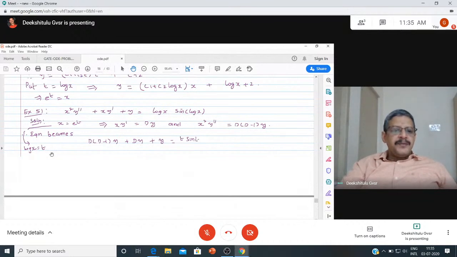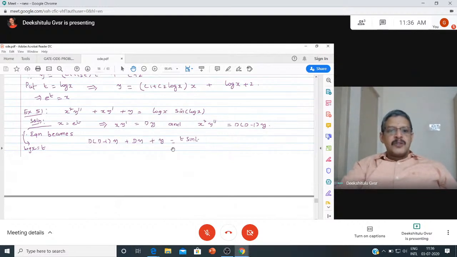So with the substitution, what we are having, x into y dash is equal to Dy, and x squared y double dash is D into (D minus 1) y. These are the two things that we get as a consequence of this. So put these two things here. So x squared y double dash becomes D into (D minus 1) y, and x y dash becomes Dy, plus y is equal to, log x is t, t sin t.